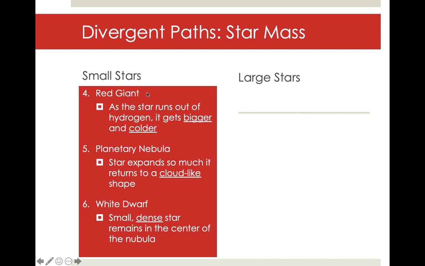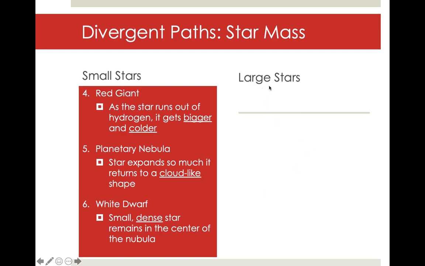The red giant, as the star runs out of hydrogen, it gets bigger and colder. As it starts burning things other than hydrogen, the sun is going to expand, and it's going to get bigger, and it's going to get colder. Therefore, it will be a red giant. Now, eventually, that expansion will go so far that it'll return to a cloud-like shape, and this is called a planetary nebula. At the center of that planetary nebula will be the core of the sun, a small, dense star that'll remain in the middle, and this is called a white dwarf.